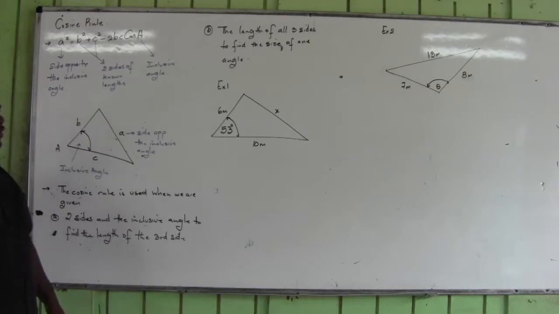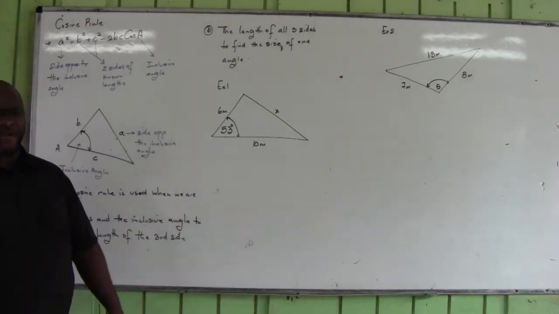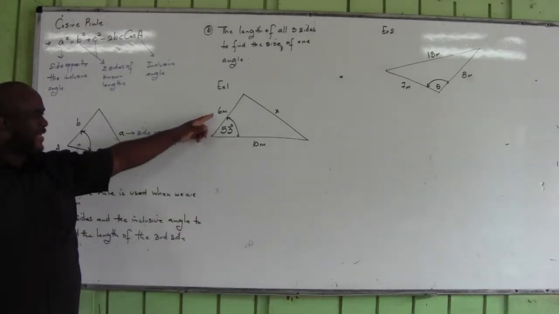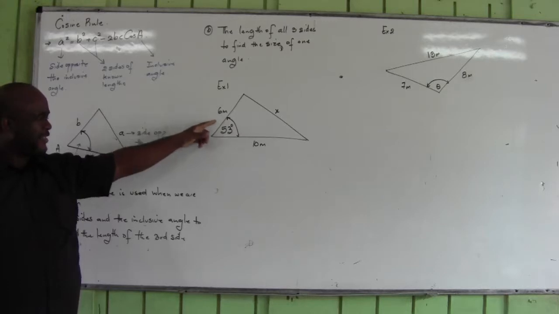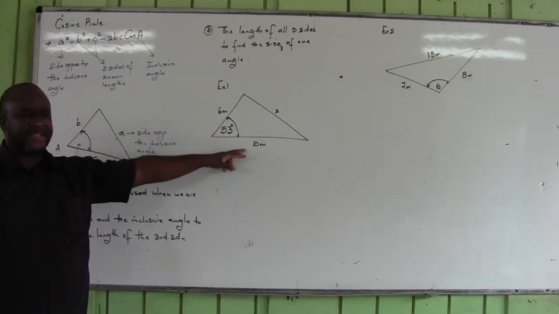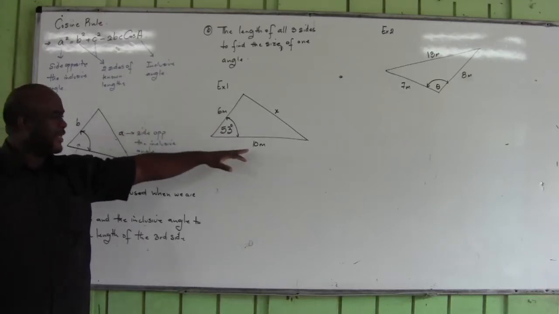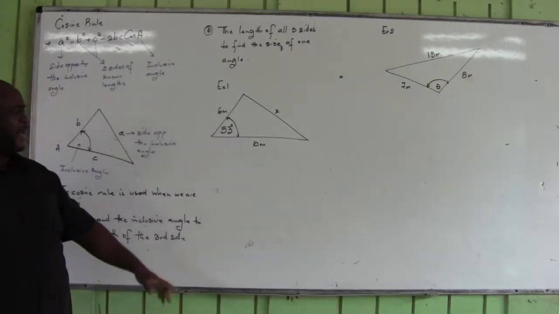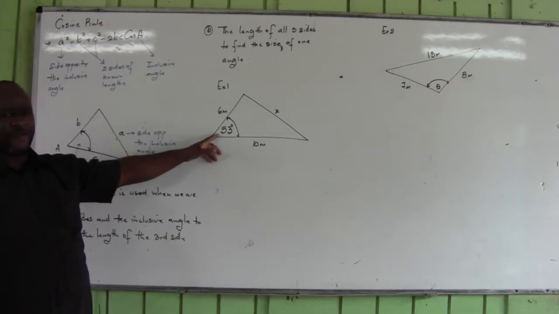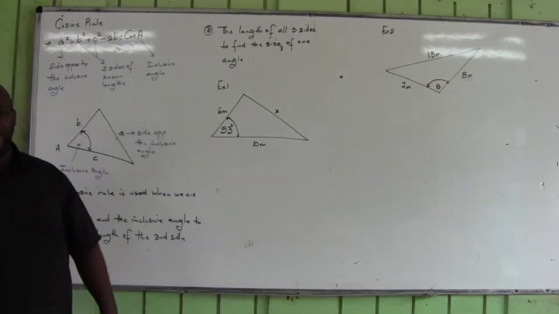Alright, first of all, we're dealing with a non-right angle triangle. The length of this side is 6, and the length of this side is 10. And this angle, 53 degrees, is the inclusive angle.